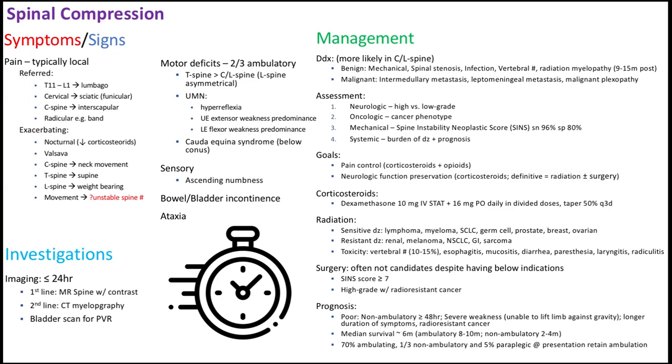It's the NOMS mnemonic. Neurological, mainly graded based on imaging, high grade versus low grade. High grade has that spinal compression. Oncologic: what's the cancer phenotype and how does it respond to our potential therapies? And then the really big thing is mechanical instability, and there's a score to assess for that. It has pretty good sensitivity and specificity listed there.